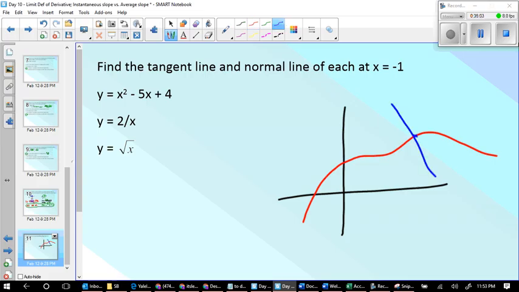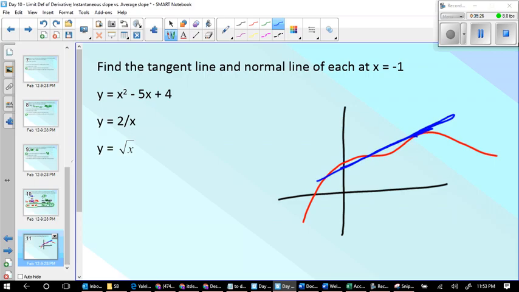Ta-da! That only hits the graph at one point. Is that my tangent line? Most of you are probably shaking your head going, no, Miss Chen, that's not the tangent line. Okay, so other than going through one point, what else has to be true about a tangent line? Well, it has to kind of follow the graph, right? It has to be like that. Something like that would be a tangent line.